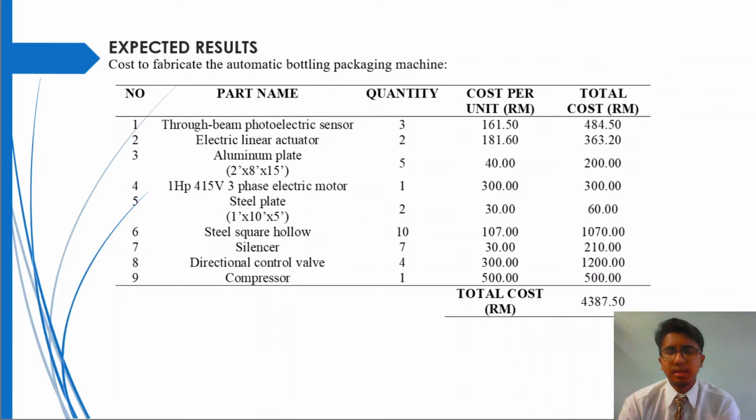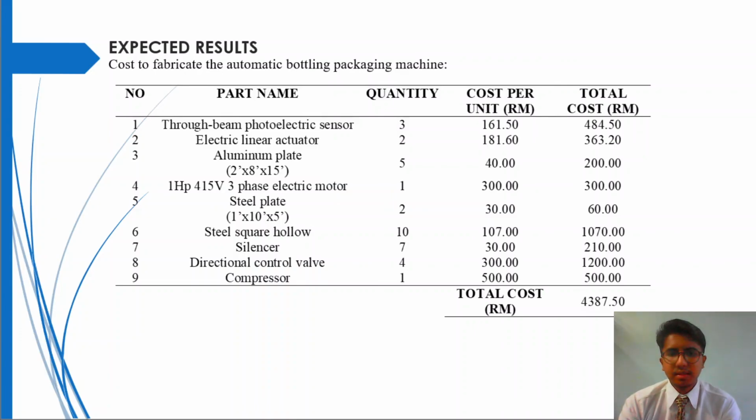The fifth part is the steel plate, and the quantity needed is 2, and the total cost is 60 ringgit. The sixth part is the steel square hollow, and it requires 10 steel square hollows for this project. The total cost is 1070 ringgit. Then the silencer, it requires 7 silencers in this project, and the total cost is 210 ringgit.